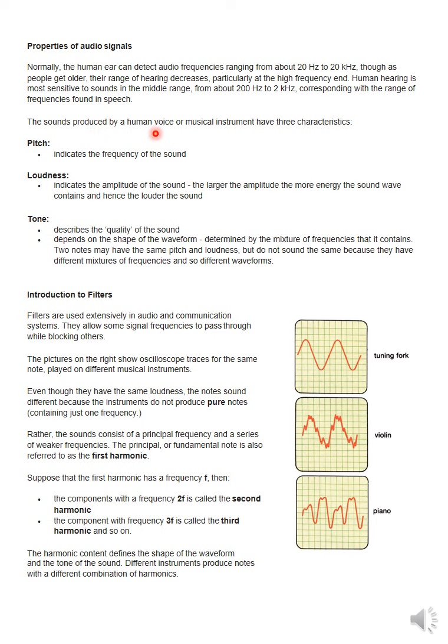The sound produced by a human voice or a musical instrument have three characteristics. First is pitch, which indicates the frequency of the sound. Loudness indicates the amplitude of the sound. The larger the amplitude, the more energy the sound wave contains, and hence the louder the sound. Tone describes the quality of the sound, which depends on the shape of the waveform, determined by the mixture of frequencies that it contains. Two notes may have the same pitch and loudness but do not sound the same because they have different mixtures of frequencies and so different waveforms.